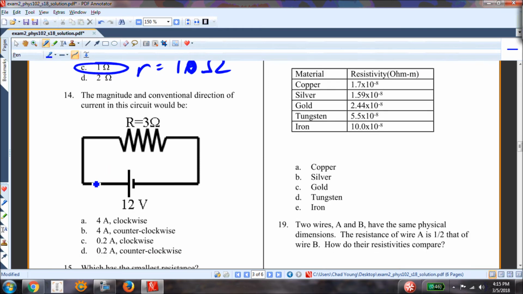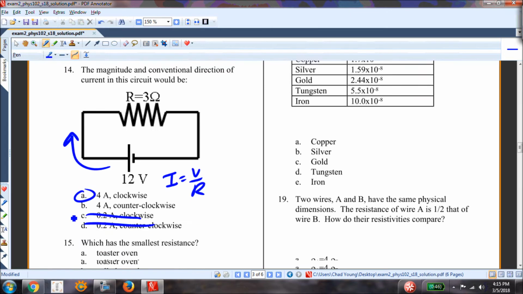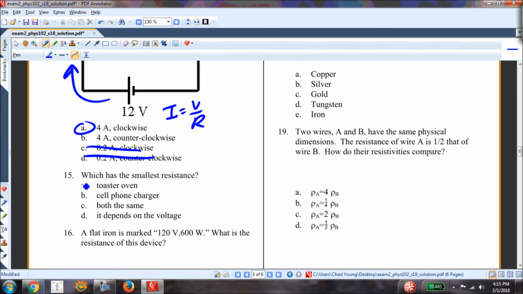Okay, what's the current here? What's the conventional direction? Conventional direction is how protons flow. And the magnitude of the current is V over R, that's 12 over 3, so it's 4, and it's clockwise.